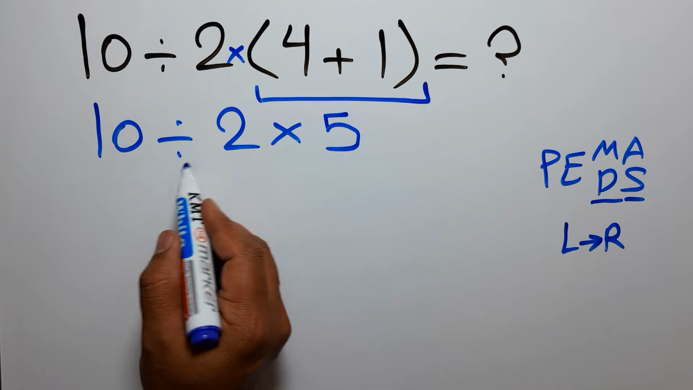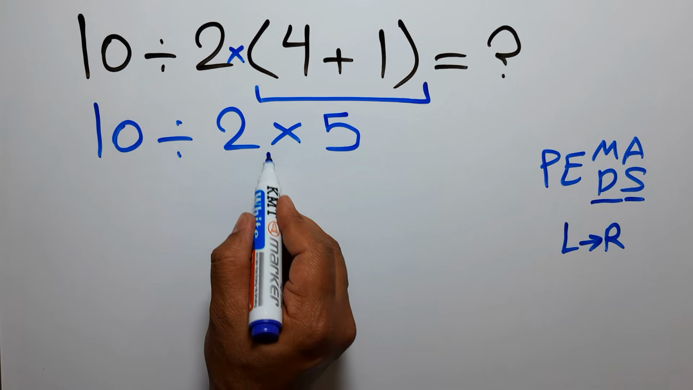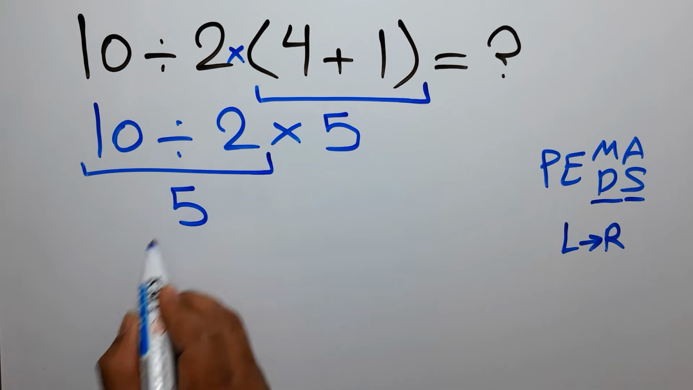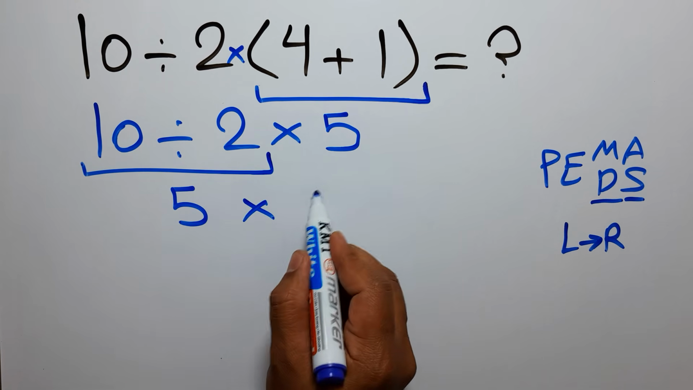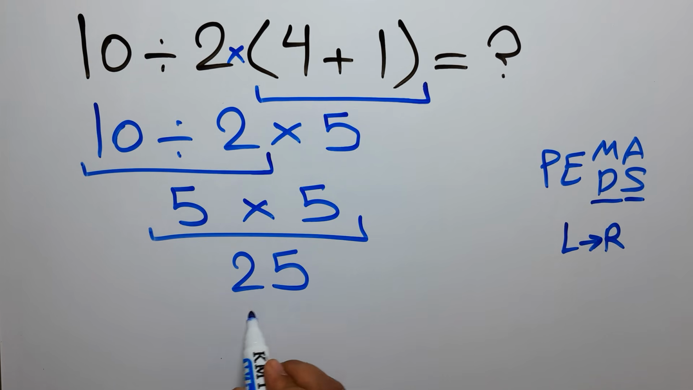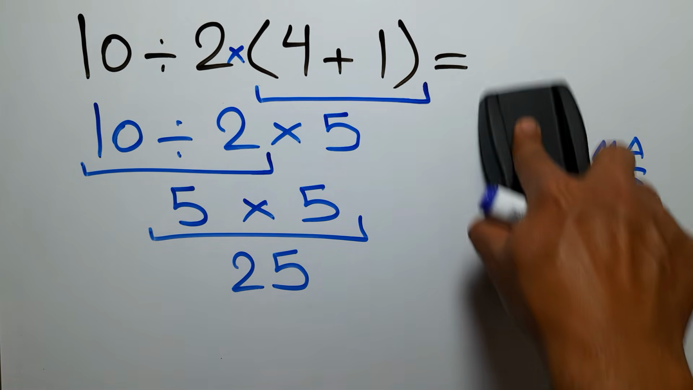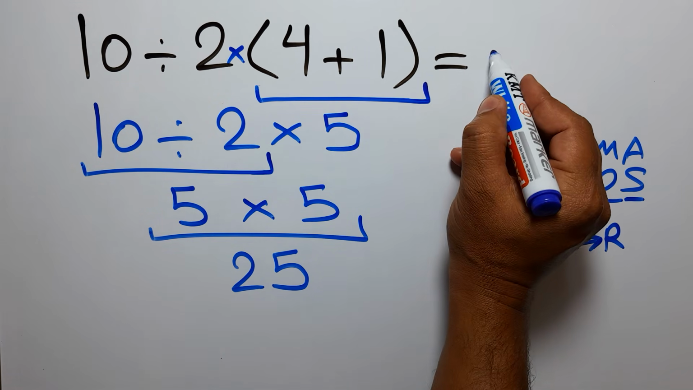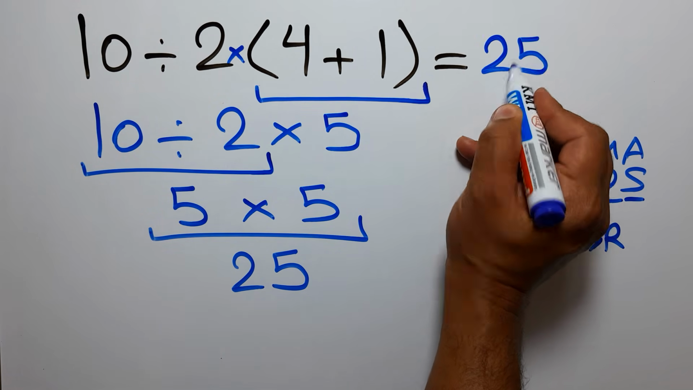So here first we have to do this division. 10 divided by 2 gives us 5. So we have 5 times 5, which equals 25. And this is our final answer to this problem. The correct answer is 25.